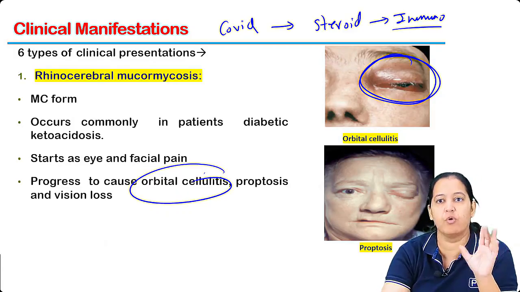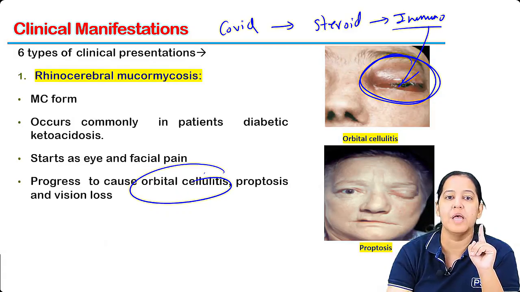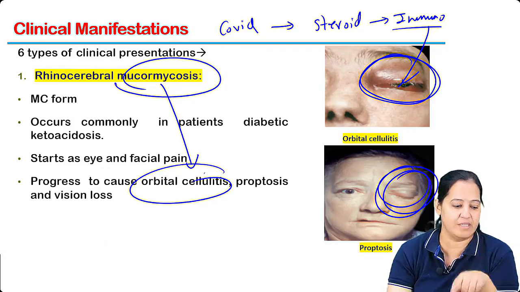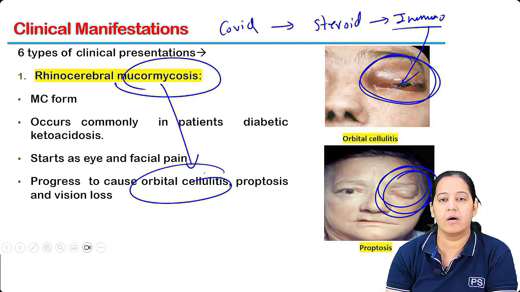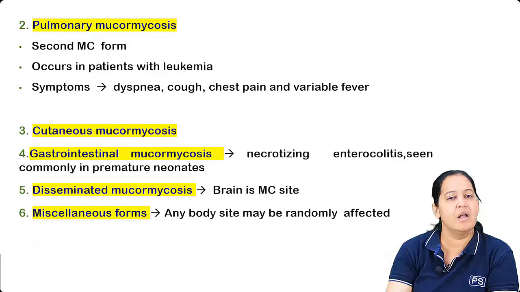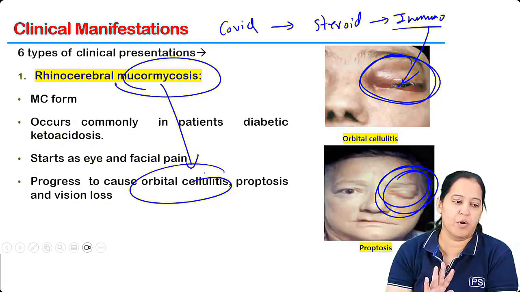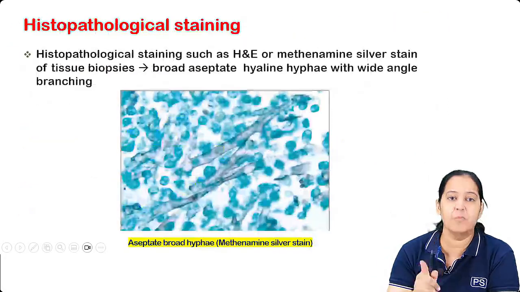So after COVID, the most common fungus is mucormycosis. Mucormycosis involves the orbit, and is the most common cause of orbital cellulitis. So that is the clinical feature. After that many other organs are also involved, but the most common is the orbit. Learn the most common organ. Second comes after, okay, but learn the most common organ.